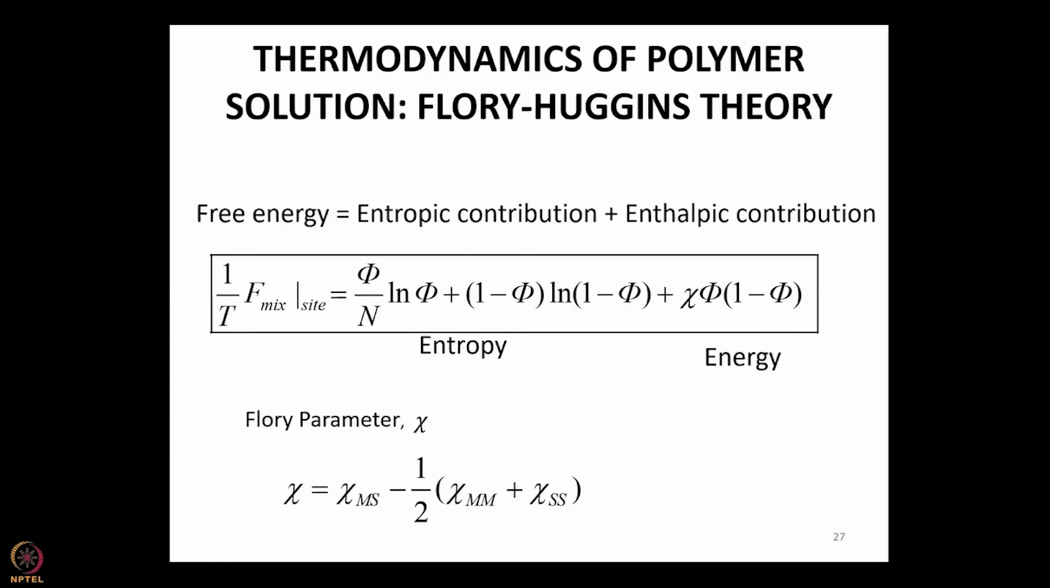On the other hand, if A and B, here the monomer of the polymer and the solvent, don't like each other, and A likes A and B likes B, then chi becomes positive. So for a good solvent, chi is negative, and for a bad solvent, chi is positive.